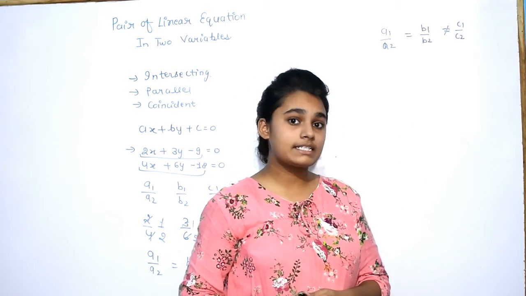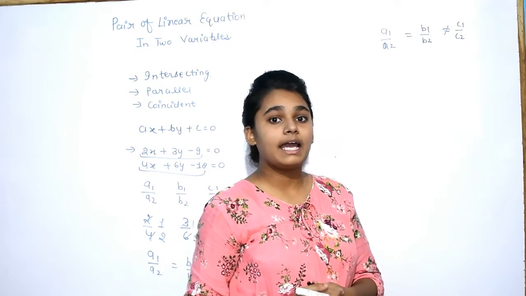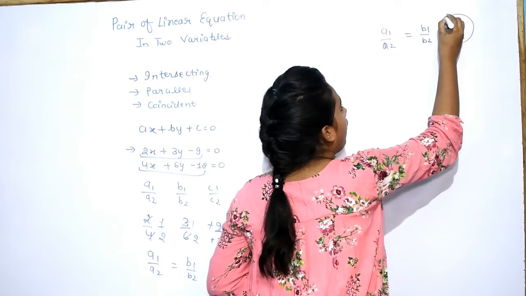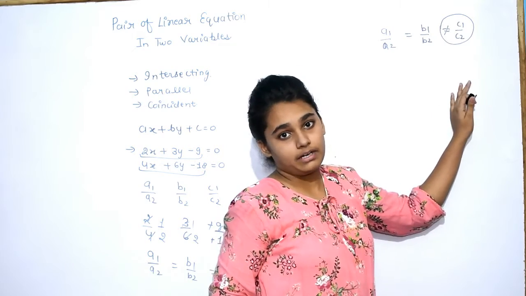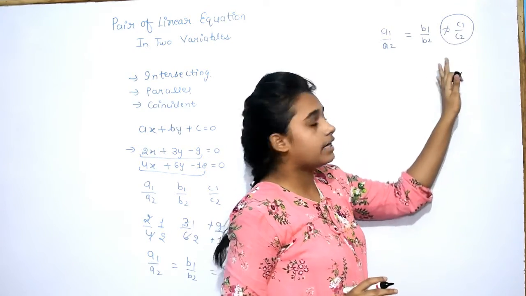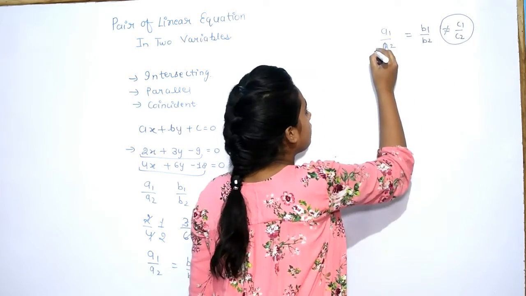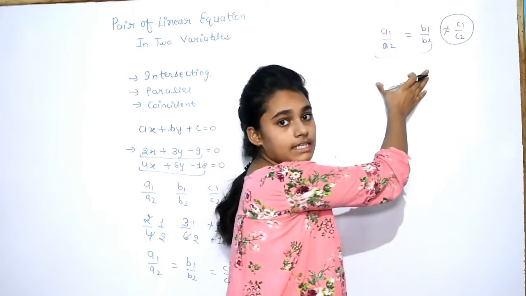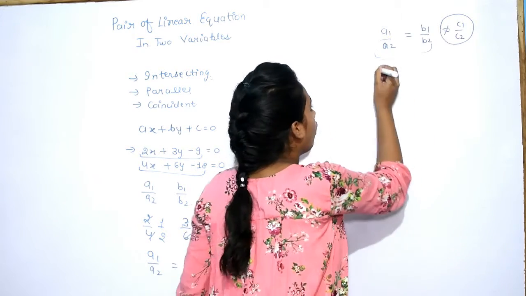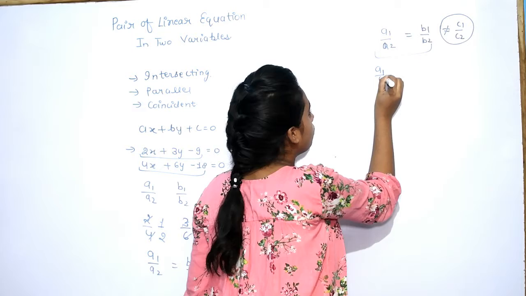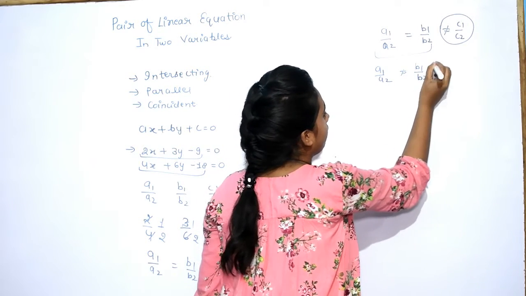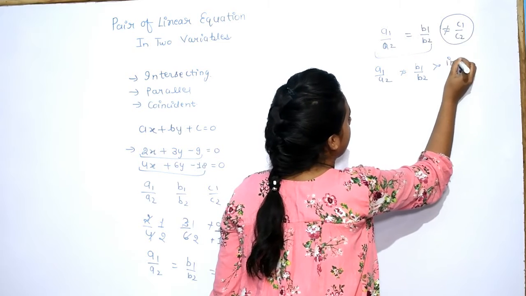And what about the intersecting line? When the line is intersecting, always remember we don't have any concern with the c part, that is c1 and c2. We should only see a1 and a2 and b1 and b2. So for an intersecting line, always remember that a1 upon a2 should not equal b1 upon b2. Then our line will be intersecting.